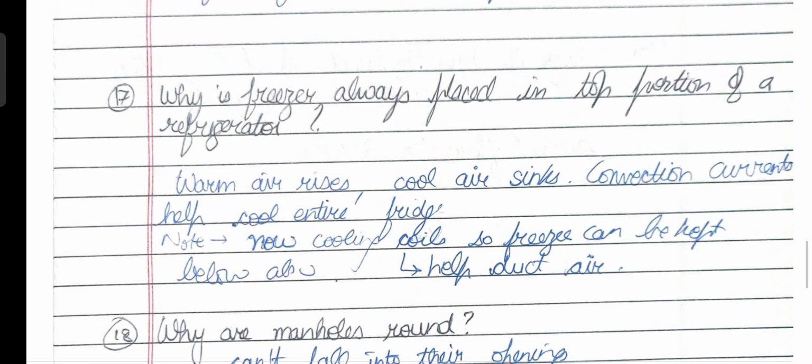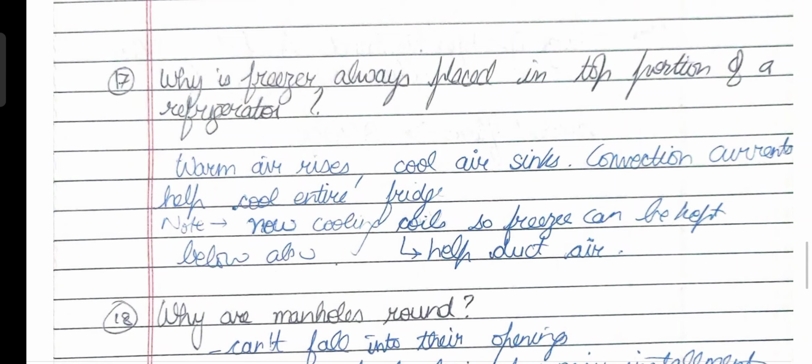You might be aware that warm air rises and cold air sinks. Because of the convection currents, the fridge was made in such a manner that the cool air would sink from top to bottom, and as a result the entire fridge would be cooled down in the process. But nowadays the cooling coils have ducts or pipes wherein they can help the cool air reach all the portions of the fridge. So now they are placing the freezer portion anywhere in the fridge.